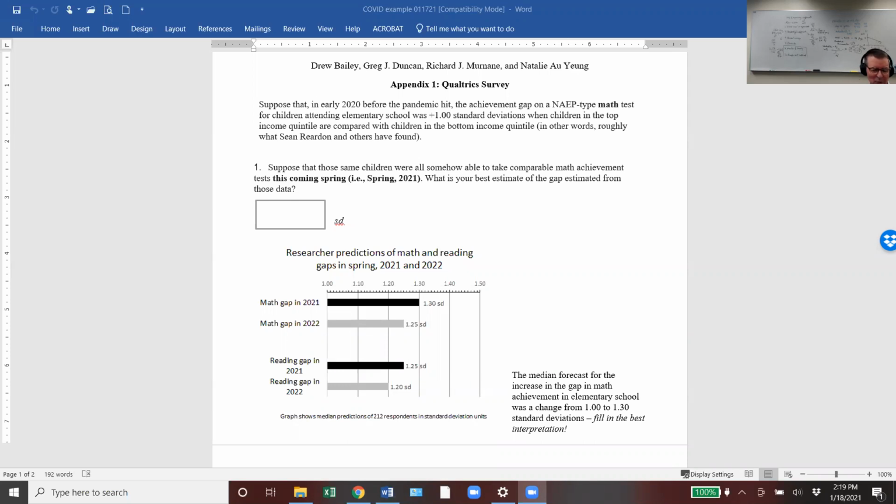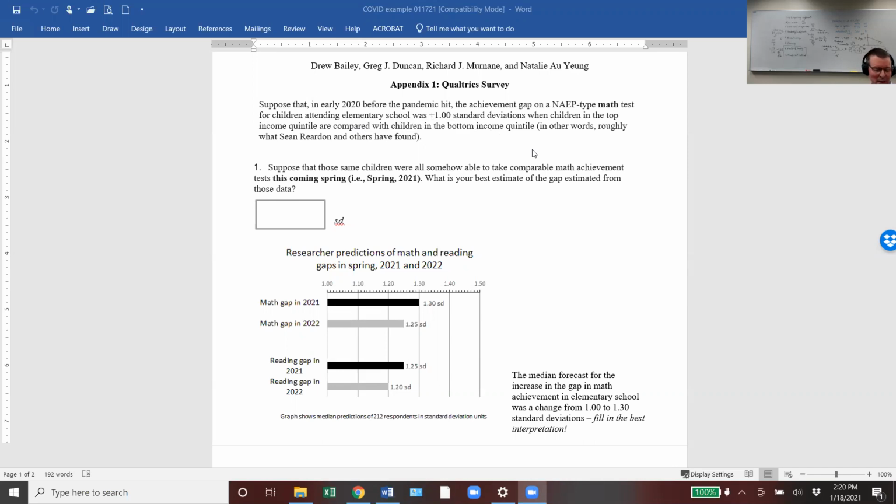So we did a Qualtrics survey. Natalie did a nice job of setting this up. And you can see what the survey said. Suppose that in early 2020, before the pandemic hit, the achievement gap on a NAEP type math test, in this case we asked about reading also, for children attending elementary school was 1 standard deviation when children in the top quintile, the top 20% of the income distribution, are compared to children in the bottom 20%. All right, that 1 standard deviation gap is what a lot of people have found.